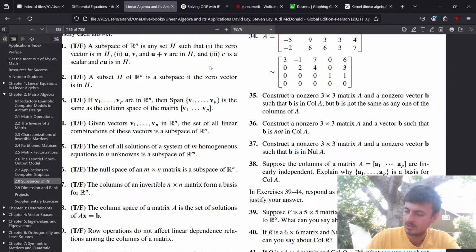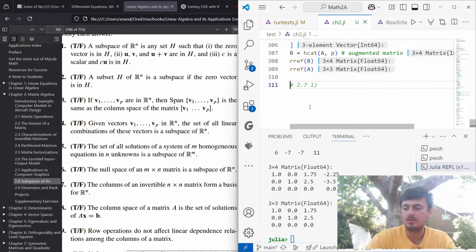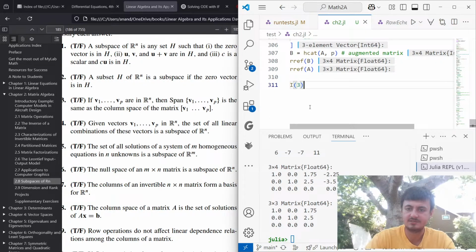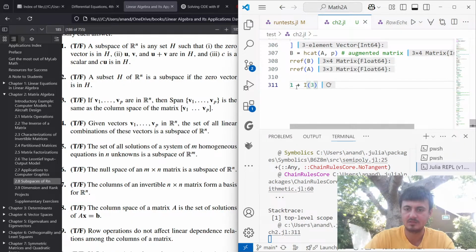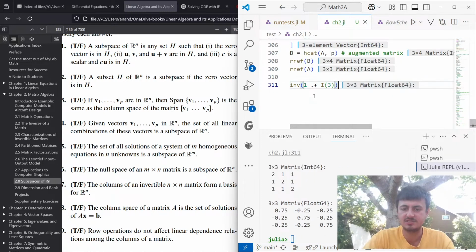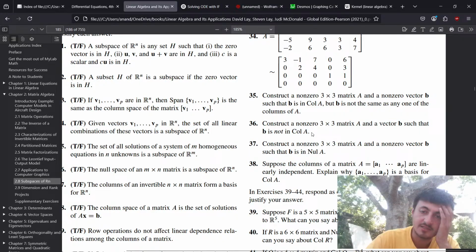get 2, 1, 1. Wait, did it say 3x3? Yeah. Then 1, 2, 1, then 1, 1, 2. So this is my A. How do I do I of 3? Can I do this? Does this work? Okay, cool. So if I do 1 plus, I have to broadcast it, I think. All right, so if I get this, surely this is invertible. But the point is construct a non-zero matrix A and construct a vector B that is not in.